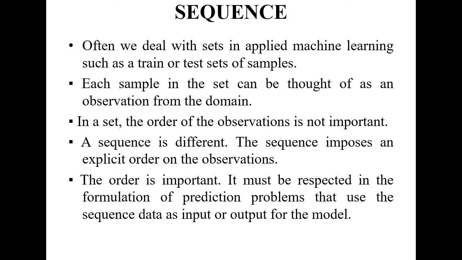Often we deal with sets in applied machine learning, such as train or test sets of samples. Each sample in the set can be thought of as an observation from the domain. In a set, the order of the observations is not important, but in a sequence the order is important; it is different. The sequence imposes an explicit order on the observations. The order must be respected in the formulation of prediction problems that use sequence data as input or output for the model.